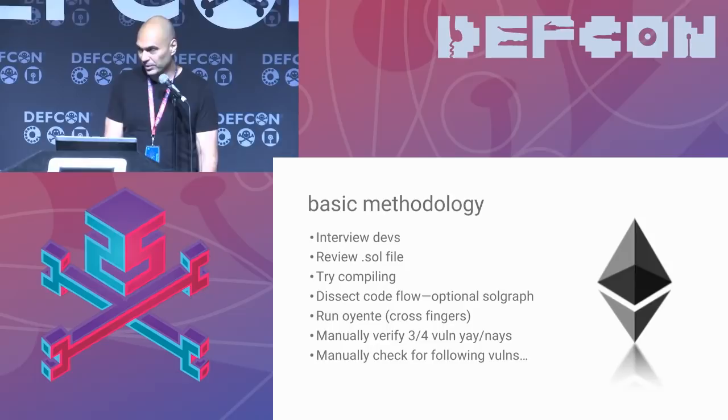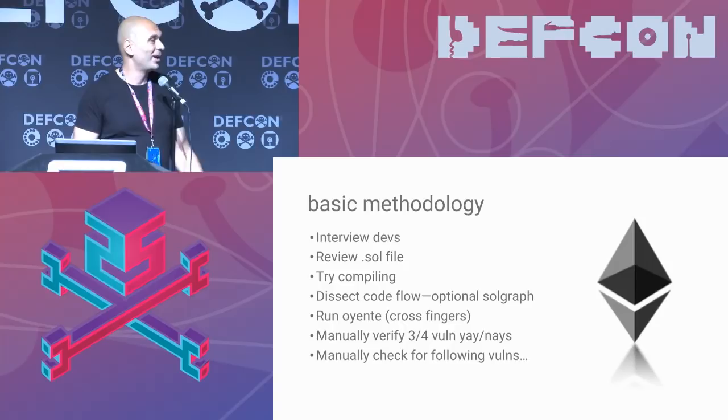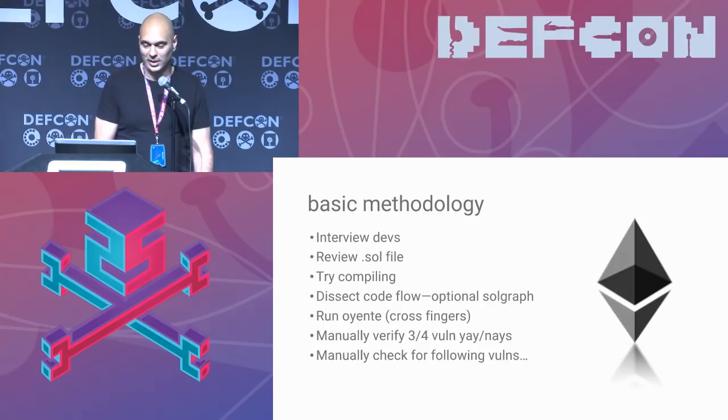But then after that, you're going to want to start to dissect the code flow. You're going to want to read any comments that are there. Use something like Solgraph to understand it. You're going to want to run Oyente and cross your fingers that it doesn't error out. It might. It often does. And then you're going to want to verify that the three that are real are there or not, if you find them. But of course, you're going to want to look at it manually too. And then you're going to want to check for the types of things that we're going to talk about now in the meat of the presentation.